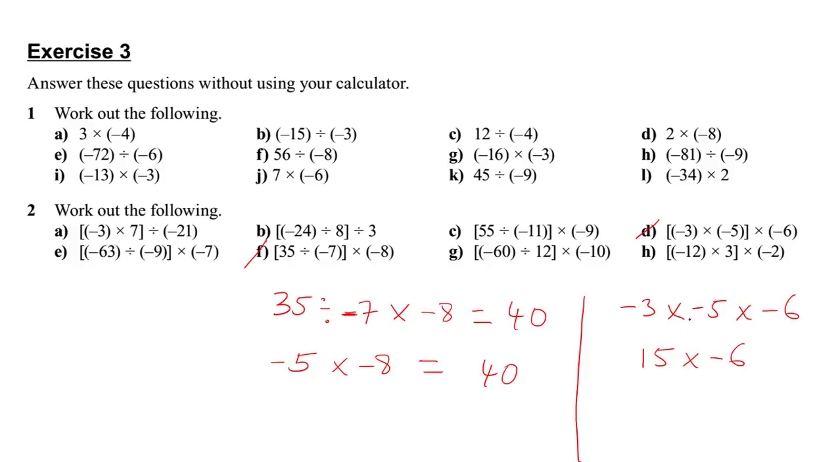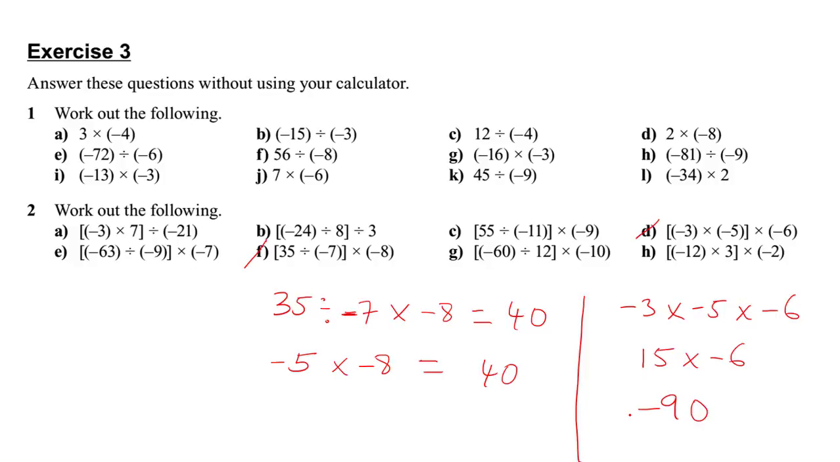So do the first two first, get that. Then do the answer to that. So 15 times negative 6. 15 times 6 is 90. But one of them is negative. If you're timesing, then the answer is going to be negative.